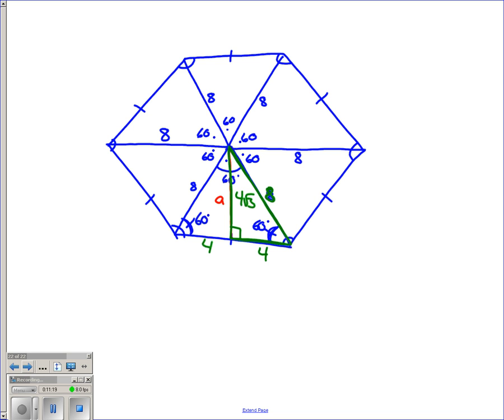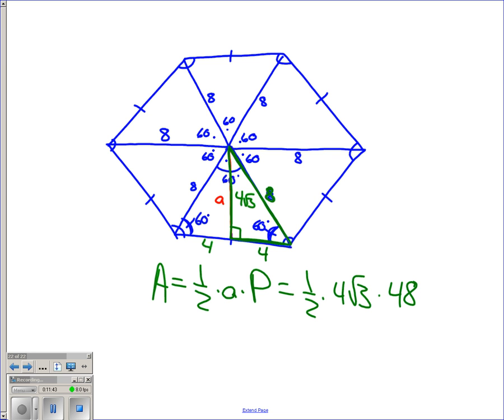So the area of this polygon would be 1/2 apothem times perimeter, which is 1/2 of 4 root 3 times the perimeter of this hexagon, 6 sides, all side length of 8, so that would be times 48. Again, if you multiply these together, you can take half of 48 first, which is 24, and then 4 times 24 would give 96 root 3 units squared, right? And that's how you would find the exact area.